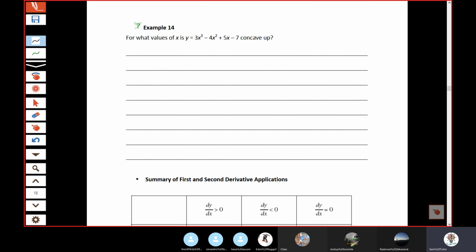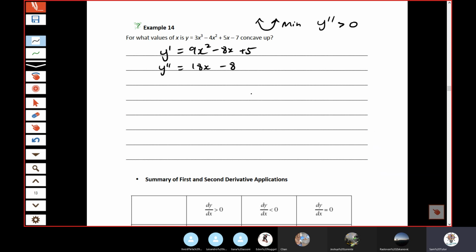All right, this one. For what values of x is y concave up? So what's the key word there now? Yeah, the fact that it's concave up. So concave up means it's a min, which means y double dash is greater than 0. There we go. So now you know how you're meant to start. Y dash 9x squared minus 8x plus 5. Y double dash 18x minus 8.